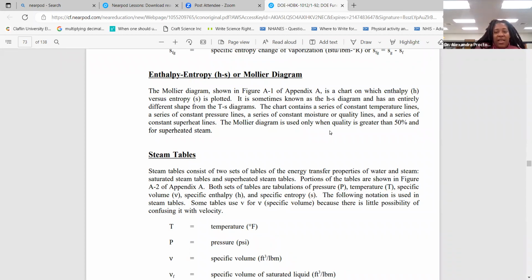And so the chart contains a series of constant temperature lines and constant pressure lines, a series of constant moisture or quality lines, and a series of constant superheat lines. So the Mollier diagram is used only when the quality is greater than 50% or for a superheated steam.